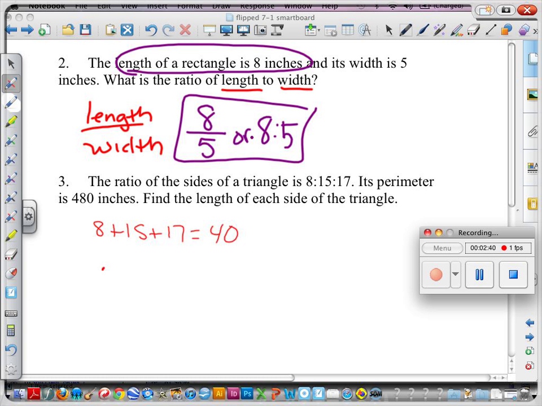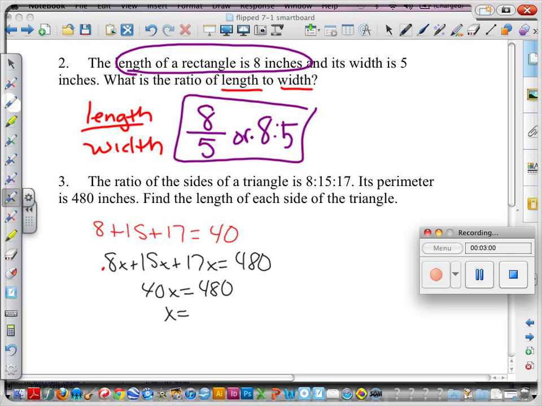What they've done is they've multiplied all those sides by something. We don't know how much. So I'm going to take 8x and 15x and 17x, and I'm going to set that equal to 480. Okay, I'm going to get 40x is 480. Divide by 40, x is 12.